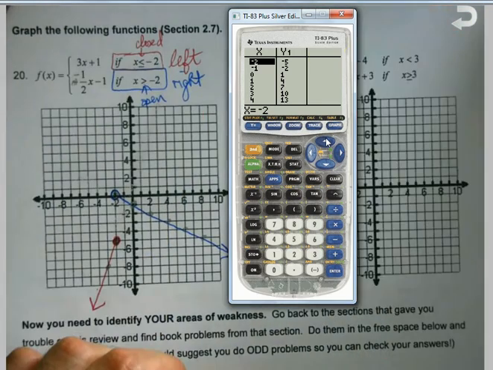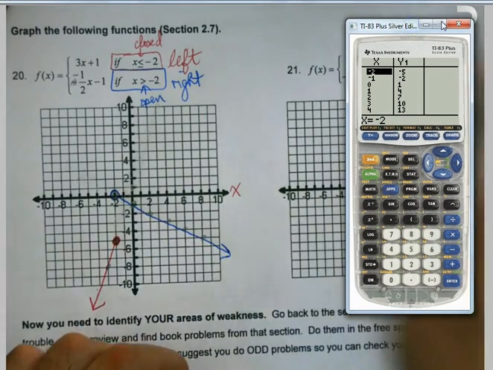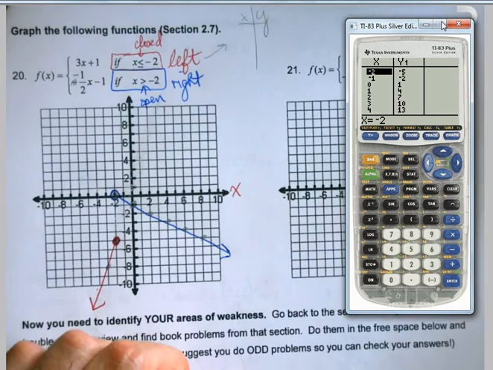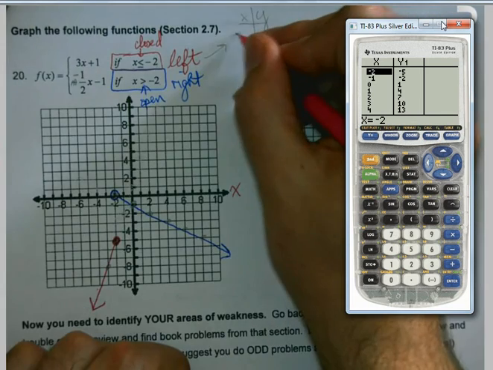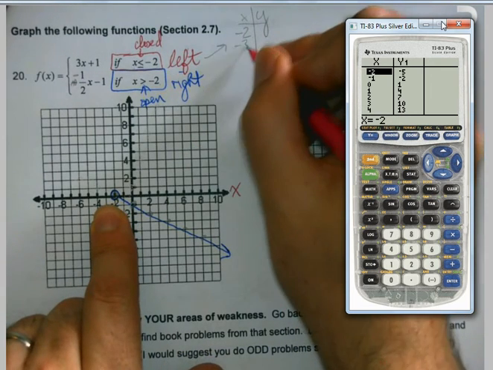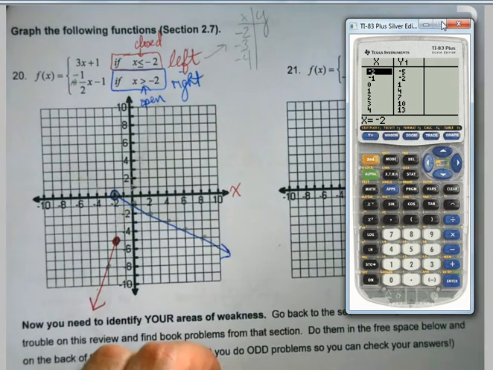So if I were doing a chart for this one, I'd be doing an XY chart. I'd be starting at negative 2, but as I go left, the numbers are getting less, like negative 3 and negative 4. So let me get those up.